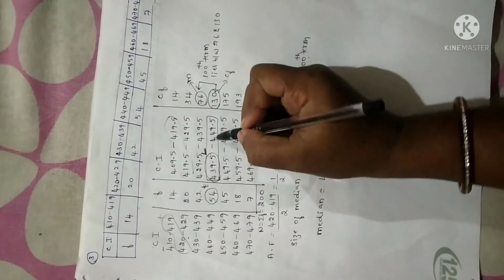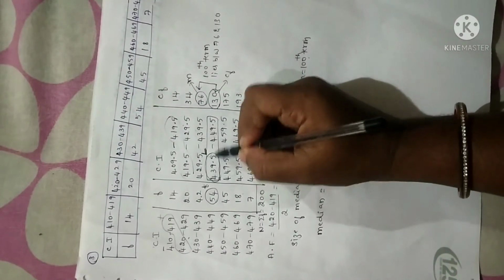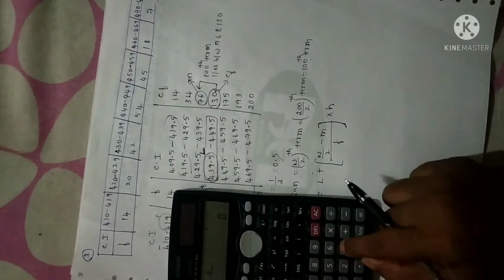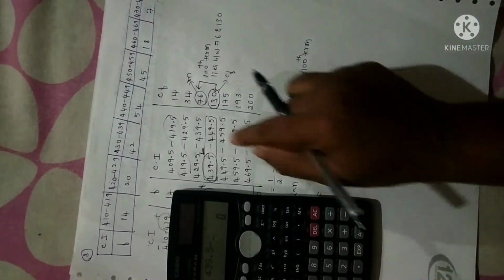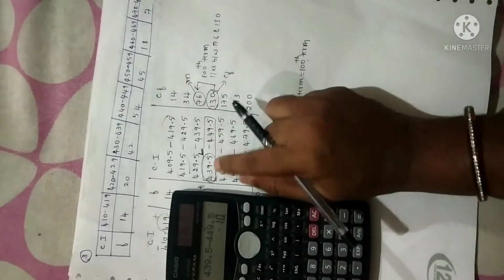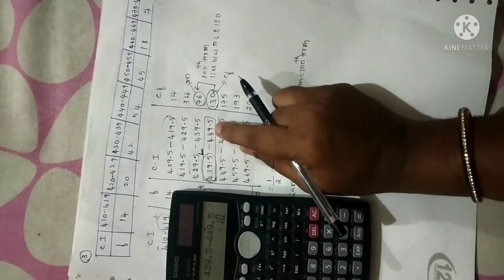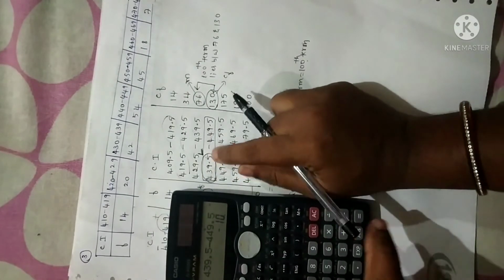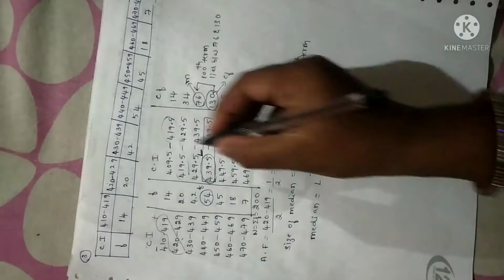Now we need to calculate the h value. h is nothing but the difference of this class interval. So if you want, you can calculate. See here, 439.5 minus 449.5, so it is minus 10. In the sense, the class interval will be positive, so you have to subtract 449.5 minus 439.5. So the h value is 10. So I have obtained all the values.